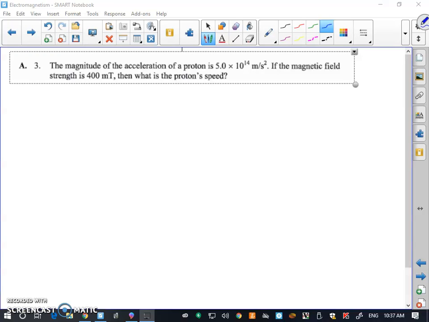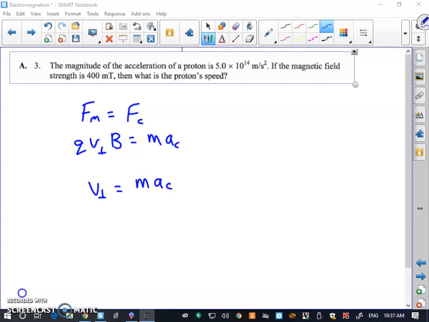So we've got the following. Fm is equal to Fc. We can equate the two. This is going to be Q times V perpendicular times B, which is equal to M times AC. Solve this equation for V. V perpendicular is going to be M times AC over Q times B.